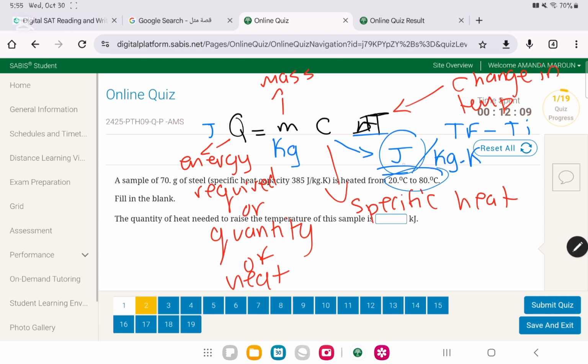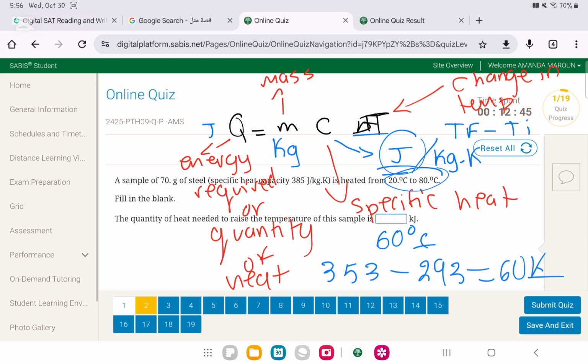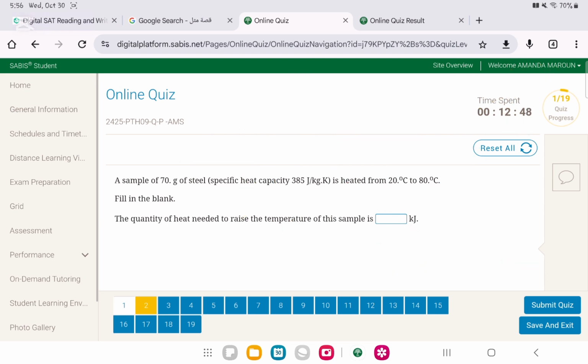For example, let's take this. We have from 20 degrees to 80 degrees. So the change in temperature is 60 degrees Celsius. What if I did it in Kelvin? 80 plus 273 is 353. Minus 20 plus 273, which is 293. If we subtract them, 353 minus 293, you're going to get 60. So no matter the unit, degrees Celsius or Kelvin, it's going to be the same. What matters is that you do temperature final minus temperature initial.